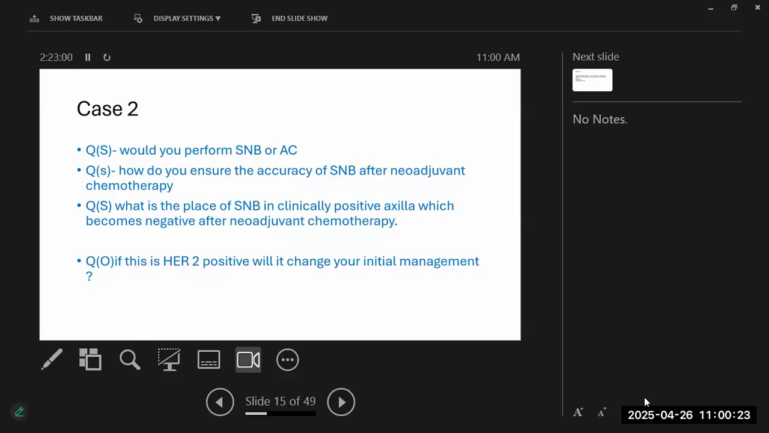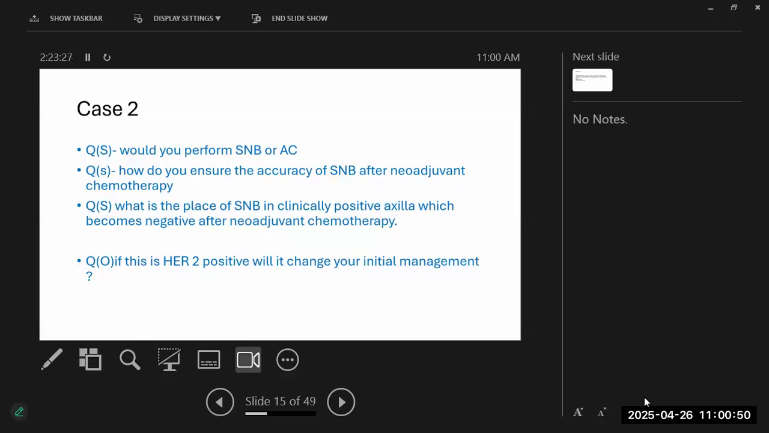So pre-neoadjuvant, if the axilla is negative, there's not much debate. You can straight away go for sentinel node biopsy. But pre-neoadjuvant, if the axilla is positive, is the problem. So you can do the sentinel node biopsy, but with targeted dissection with clipping of the positive nodes and take the clipped nodes out while you are doing the sentinel node biopsy. And the accuracy can be increased with dual tracer techniques. So that is the current practice.